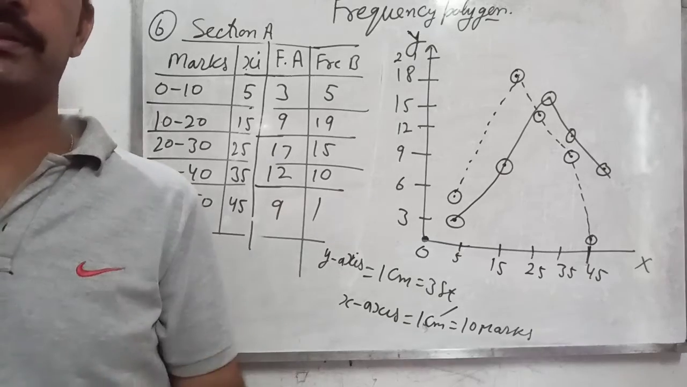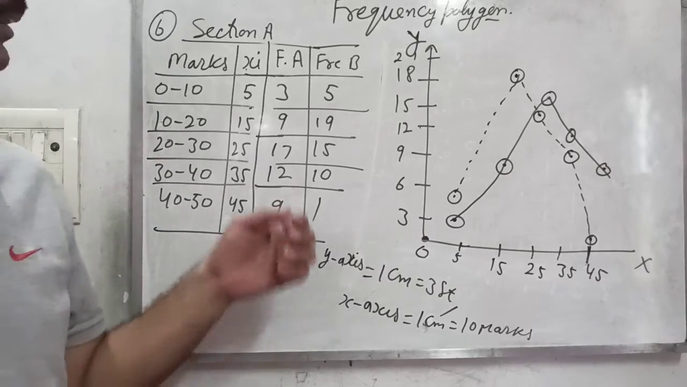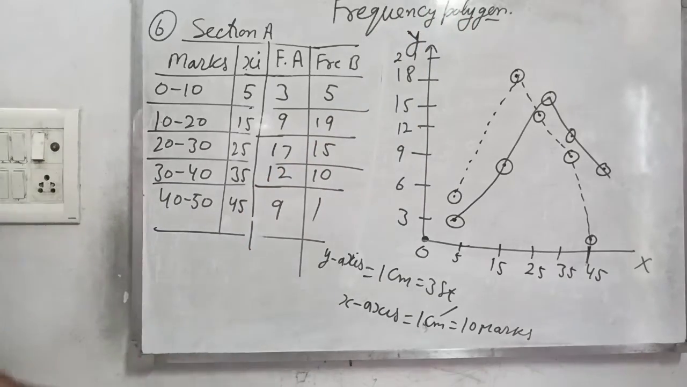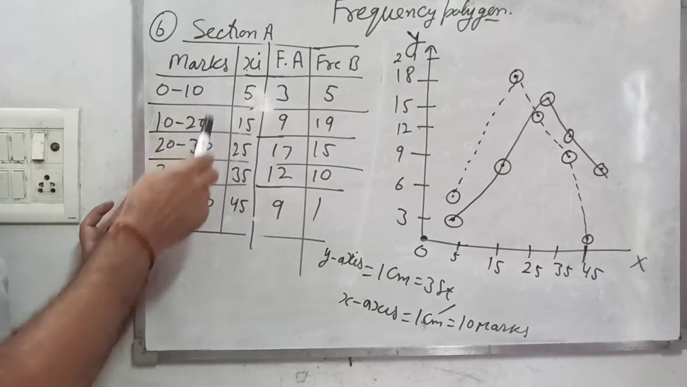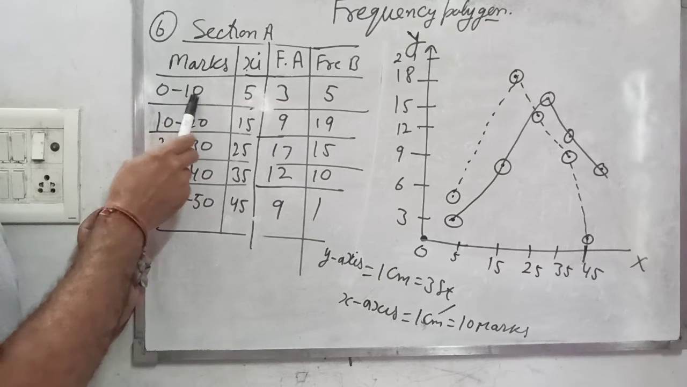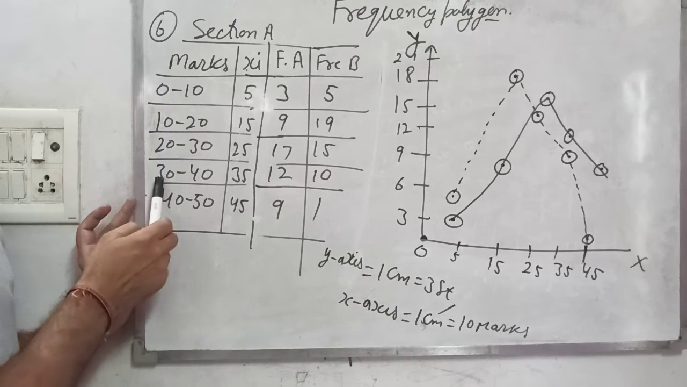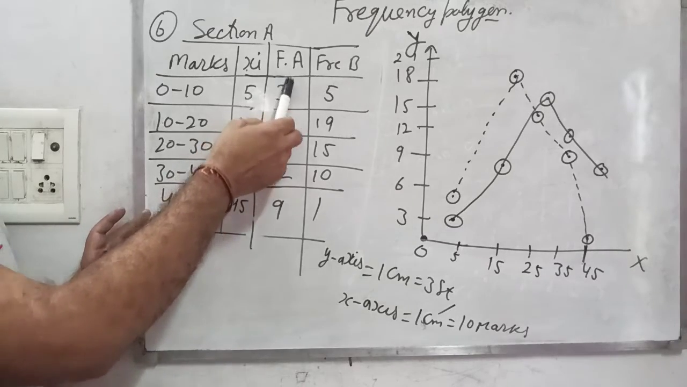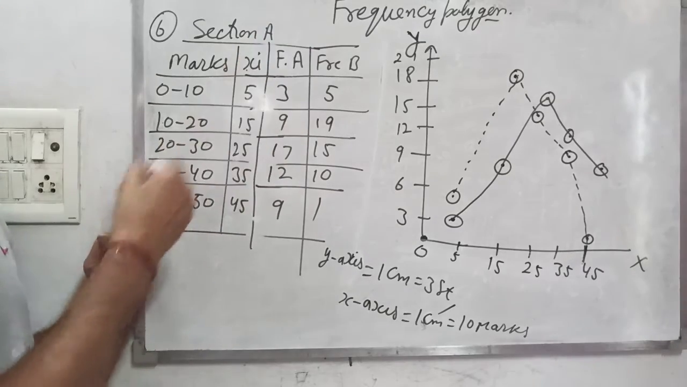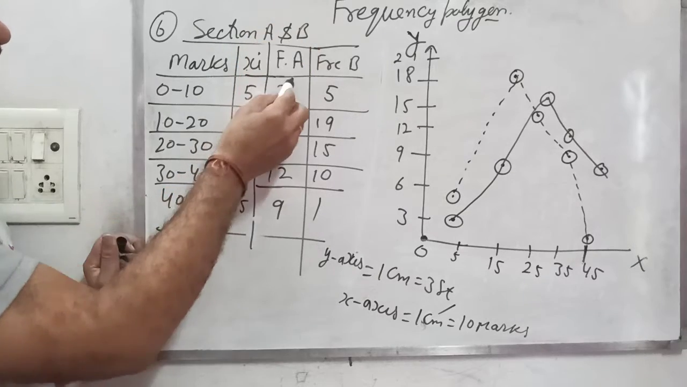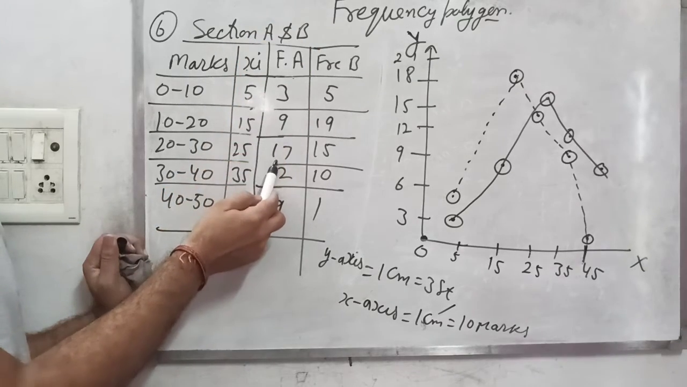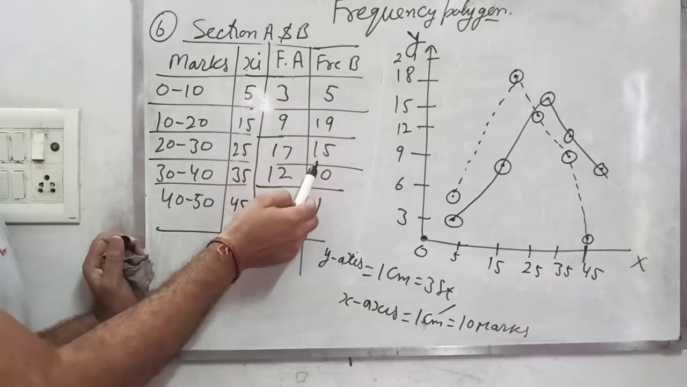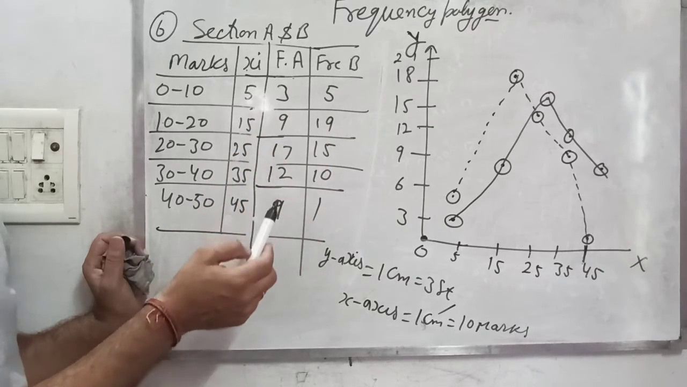We come to the next question, question number 6. Here we make the frequency polygon. The marks intervals are given as 0 to 10, 10 to 20, 20 to 30, 30 to 40, 40 to 50, and the frequency of A section and frequency of B section are given. A section is 3, 9, 17, 12 and 9, and B section is 5, 9, 19, 15, 10 and 1. Right?